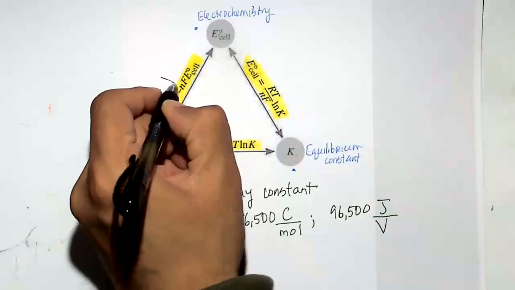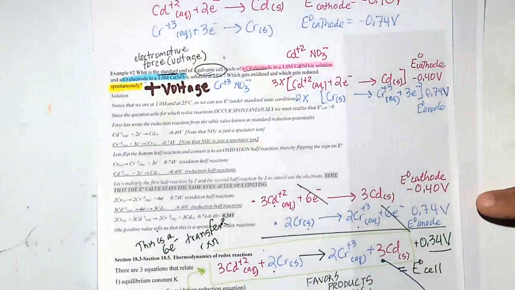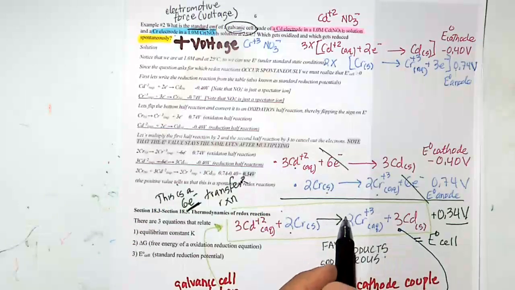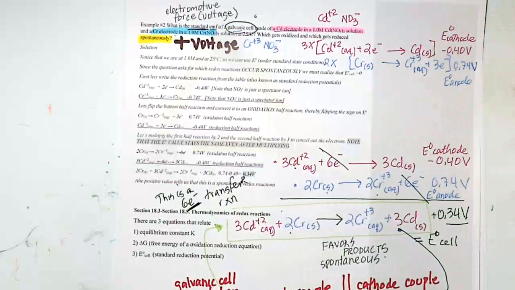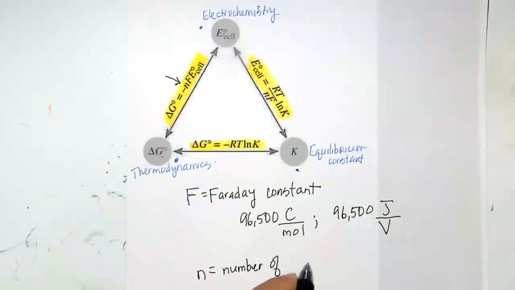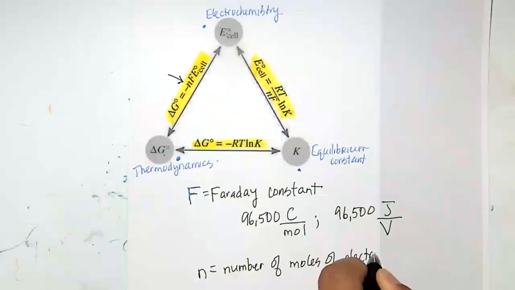We have another thing here called N. N is the number of moles of electrons transferred. As an example, in the previous example, how many electrons were transferred? 6. This was a 6 electron transfer reaction. So that's N. N is the number of moles of electrons being transferred in the reaction, from the anode to the cathode. Lose electrons, gain electrons.